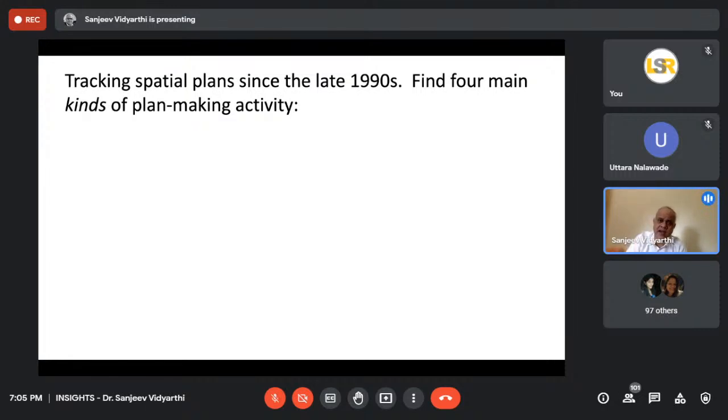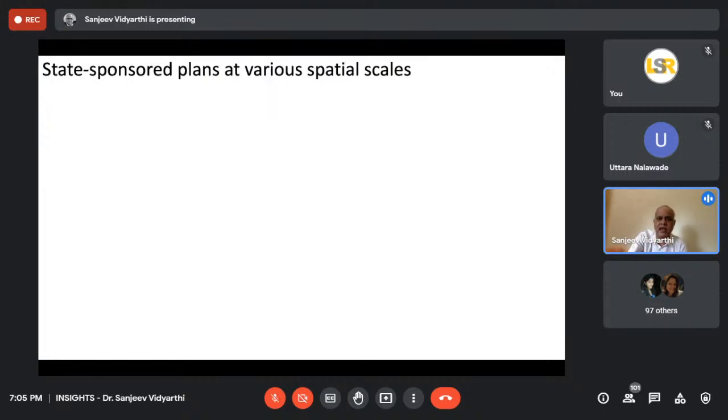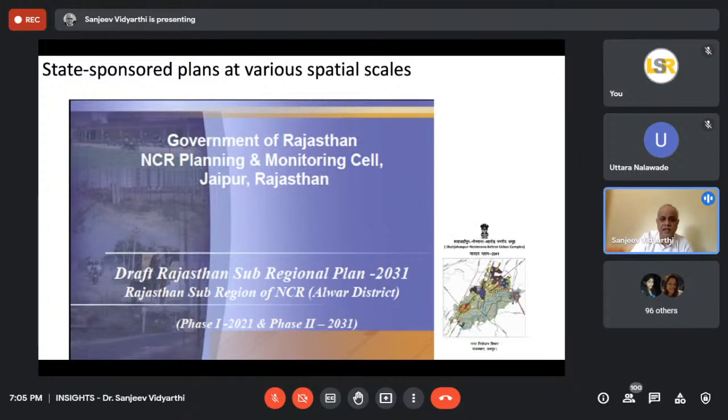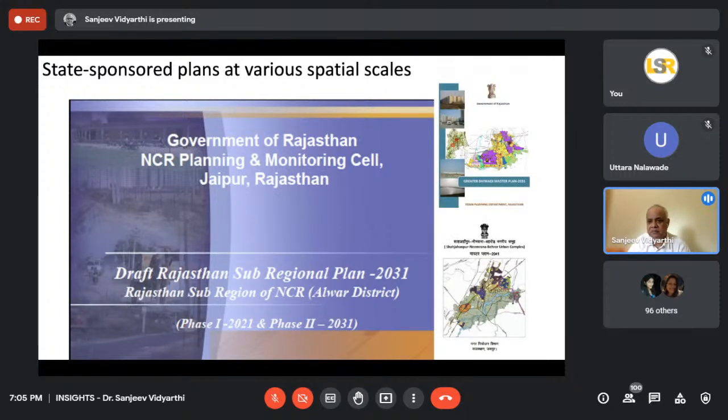And I found four main kinds of plan making activity. Number one is state-sponsored plans at various spatial scales. Since 1990, when the government got money, the government has begun to make many different kinds of plans, and the government is putting in some serious money, and this is at different spatial scales, right? For example, this is Rajasthan's NCR planning, and they've taken it on big. So they're making master plans for different cities within the NCR area.